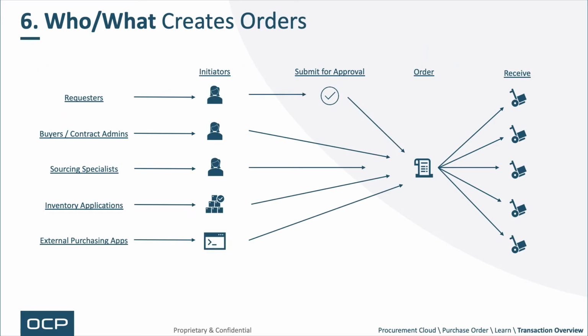So who or what creates those orders? And you see them here on the left, but it's largely the requesters. So again, same type of thing. They go in and create their requisition. That requisition makes its way to become an order. You could have buyers or contract admins, sourcing specialists, external applications, inventory applications, as well as external. And they could all push their way directly or indirectly into orders. Regardless of how they get into an order, then they're received at desk or dock. So it's a little who or what can create them there on the left.